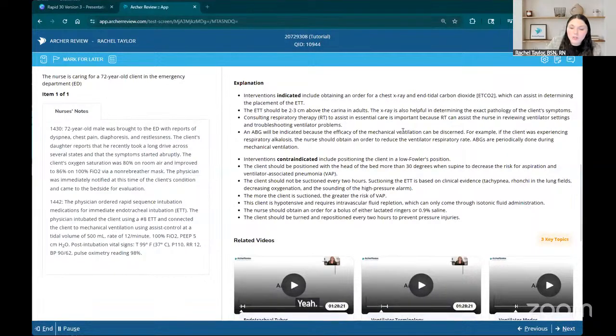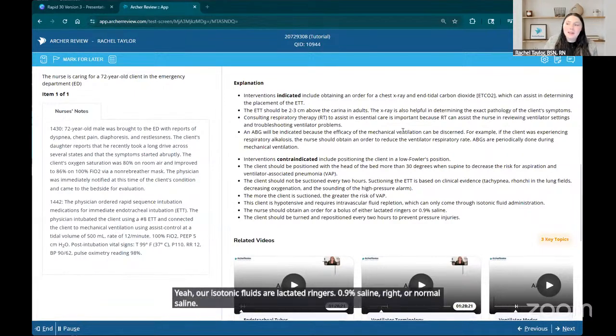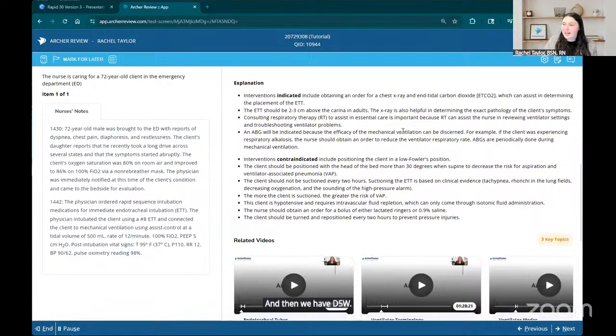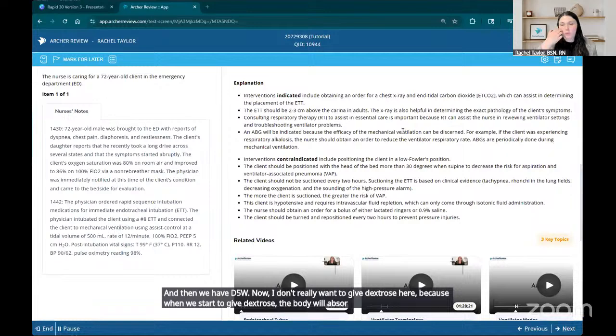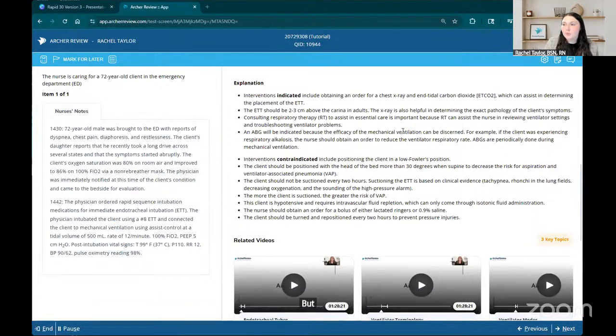Yeah, our isotonic fluids are lactated ringers, 0.9% saline, or normal saline, and then we have D5W. Now, I don't really want to give dextrose here because when we start to give dextrose, the body will absorb that sugar. But I really would like LR or normal saline.